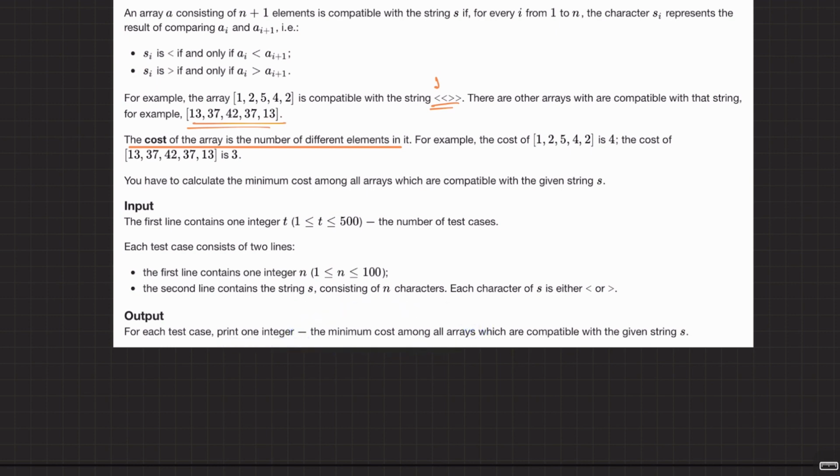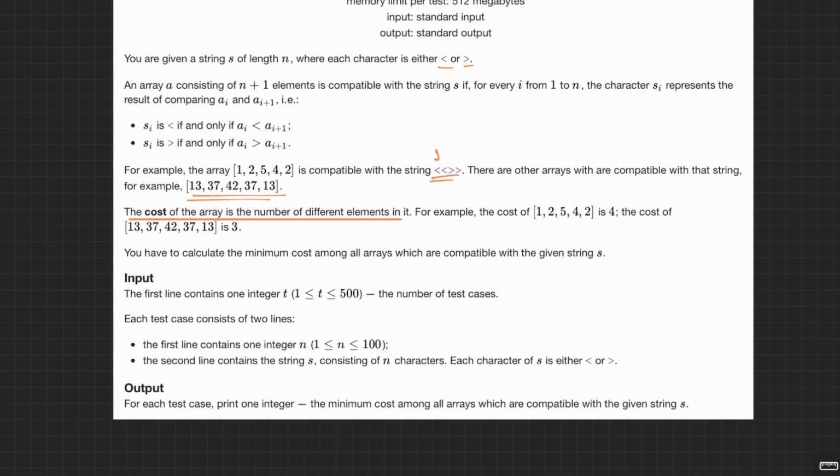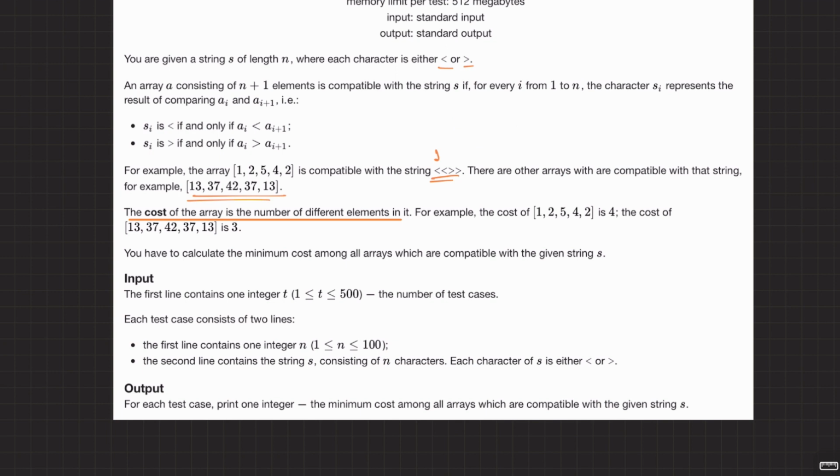Okay, so what is cost? Cost they have defined for an array is the number of distinct elements. The number of distinct elements in an array is basically the cost of the array. So what they are asking is, among all the compatible arrays, you are given a string s, right? There can be many compatible arrays with this, A1 can be compatible, A2 can be compatible, A3 can be compatible. You just find me the minimum cost among all the compatible arrays.